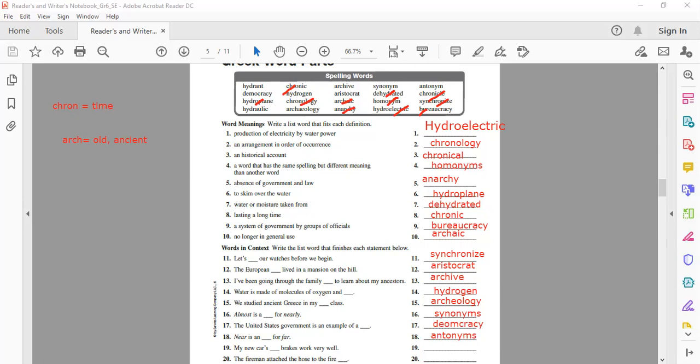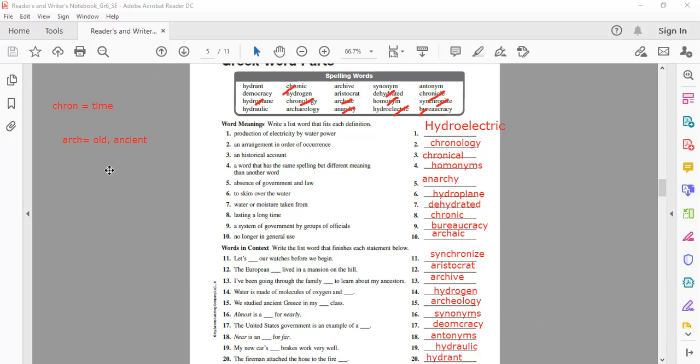Then, my new car's brakes work very well. Hydraulic. And then we have: the firemen attach the hose to the what? When the firemen want to connect the hose of the water, where do they put it? In a hydrant. Very good. In the hydrant. Excellent.